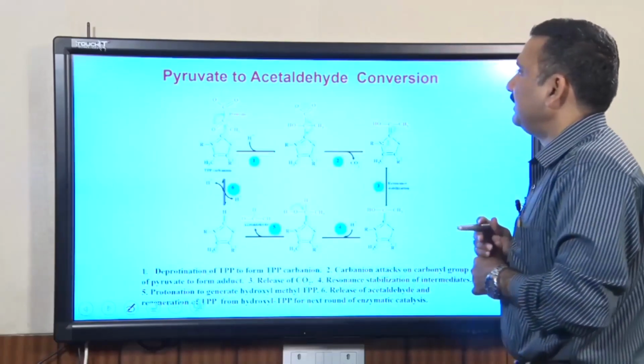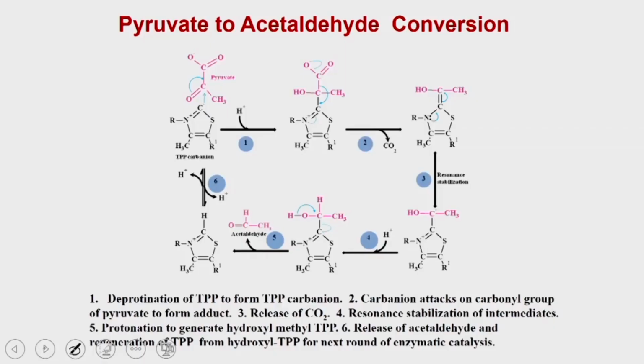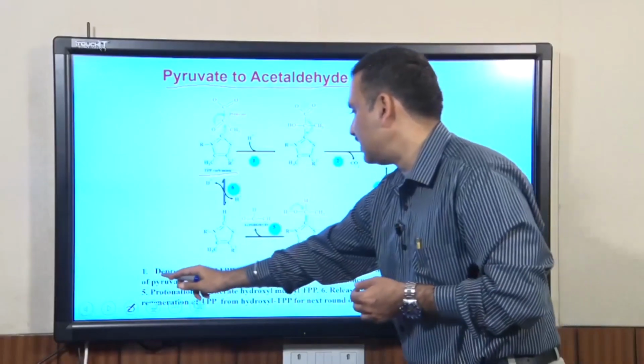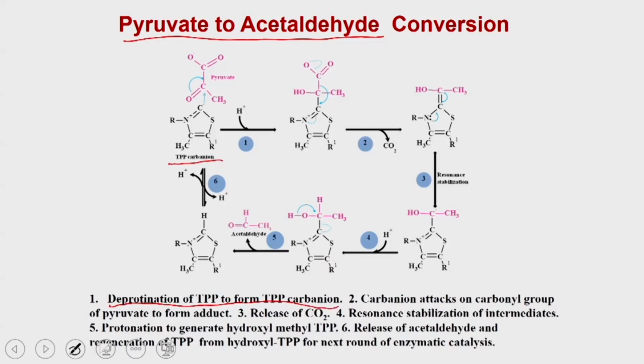As I said, this is a two step reaction. In the first step, the pyruvate is getting converted into the acetaldehyde. In this, the pyruvate decarboxylase has the TPP as a cofactor. So, TPP is present in the form of a carbanion, and that binds the first molecule of the pyruvate. So, the first reaction is the deprotonation of TPP to form the TPP carbanion, and that binds the pyruvate. So, it attacks the pyruvate molecule, and that is how you are going to have the complex.